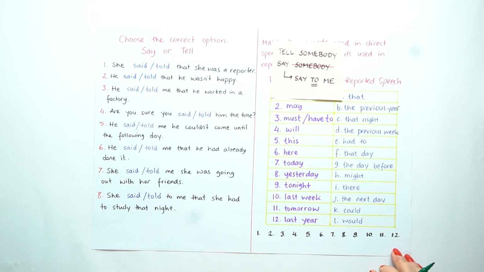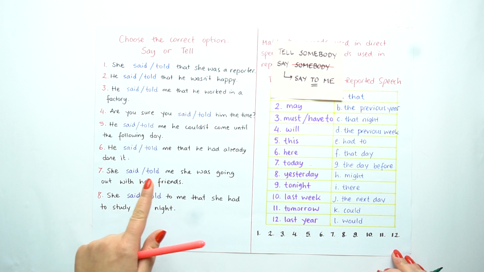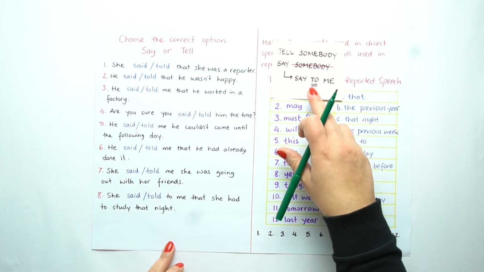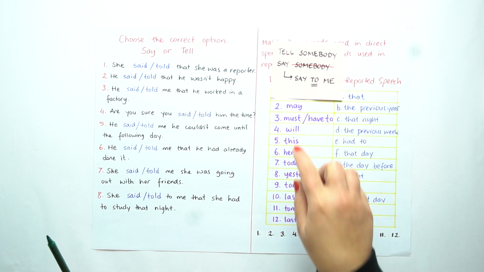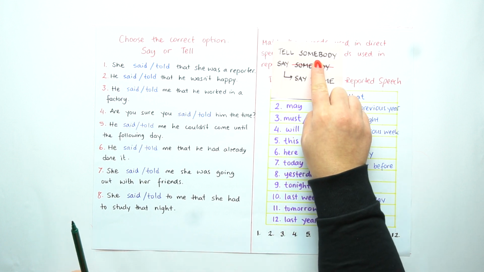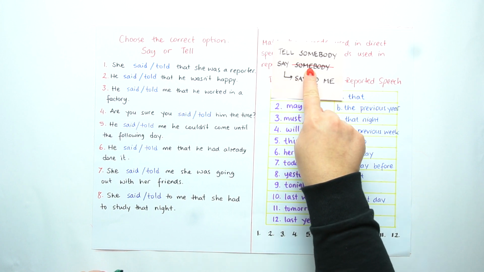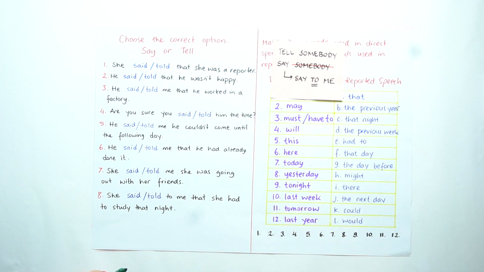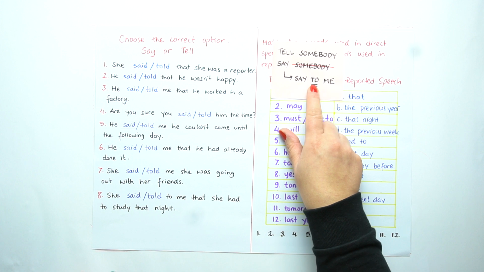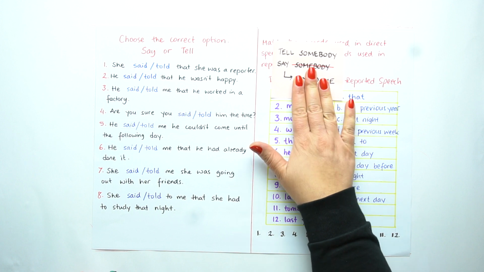Look at the second page. We will be doing some sentences with say or tell. Remember, with tell, there has to be a pronoun that is followed, right? So, I told him, alright? But if you're using say, then there's no pronoun here. But if you need to use it, as I explained in our first video, what do we say? Say to me, alright? Keep it in mind.